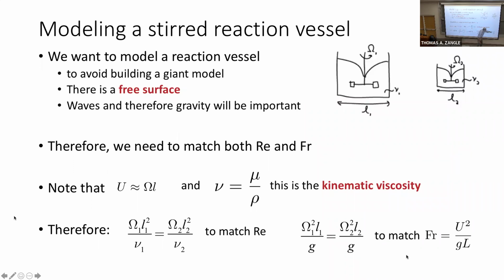Our Froude number we write as U squared over g L. And so we end up with this condition that omega 1 squared L1 over g will be omega 2 squared L2 over g. Now we have these two conditions, and to enforce dynamic similarity, both of these things have to be true, both the Reynolds number and the Froude number. Dynamic similarity means that all dimensionless numbers of the system are the same in the model and the system.